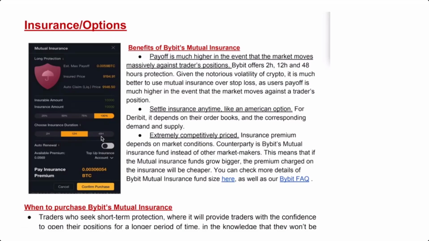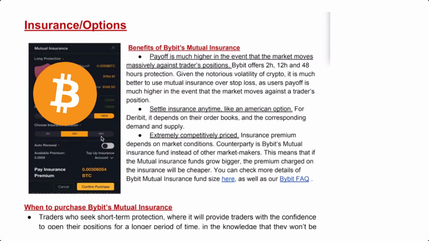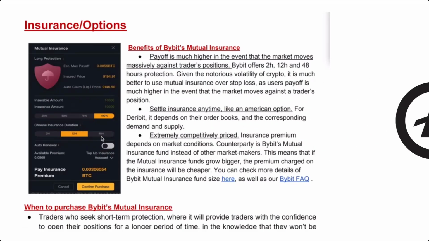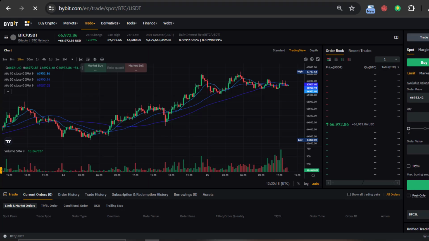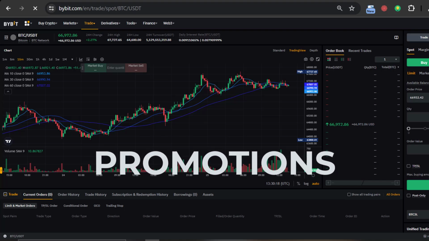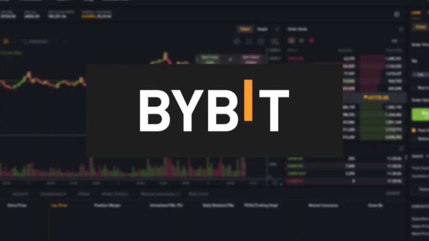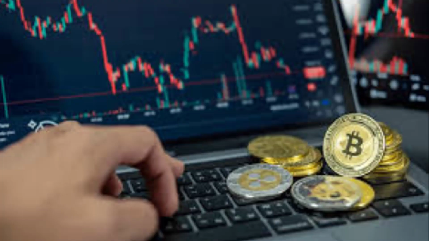This insurance is especially valuable in the volatile cryptocurrency market, where large price swings can occur rapidly. Bybit's diverse coin offerings include popular cryptocurrencies like Bitcoin, Ethereum, EOS, XRP, Chainlink, Litecoin, and Tezos, among others. Moreover, the platform provides various promotions, rewards, and referral programs to incentivize traders. Additionally, Bybit's low trading fees, competitive pricing, and innovative features, such as the ability to exchange cryptocurrencies directly on the platform, distinguish it from its competitors.